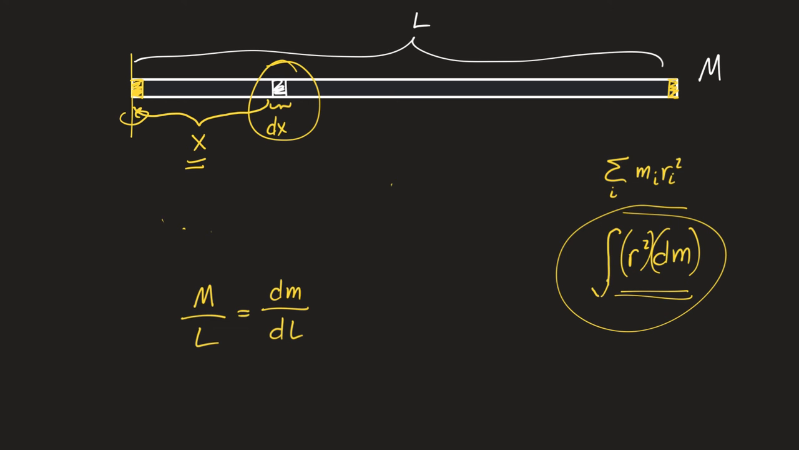Is everybody okay so far? Now, that means that in this formula, the mass of that piece will be dm over dx. That's how massive this piece is. Are we okay with that? So that also means dm equals m over L times dx.